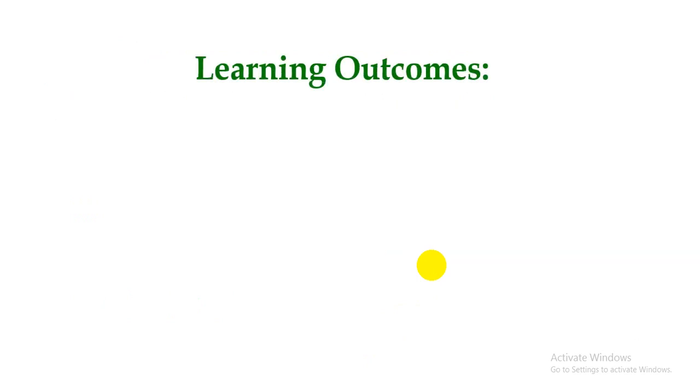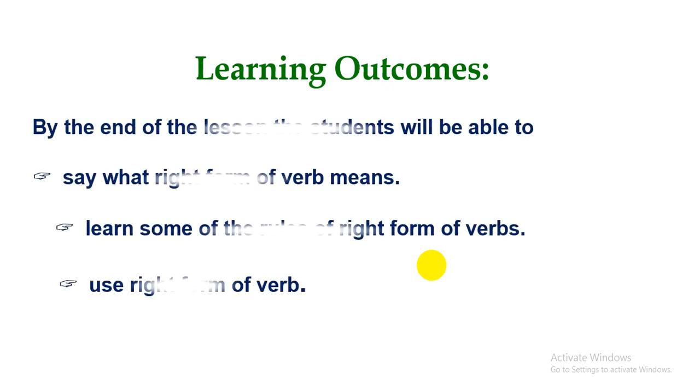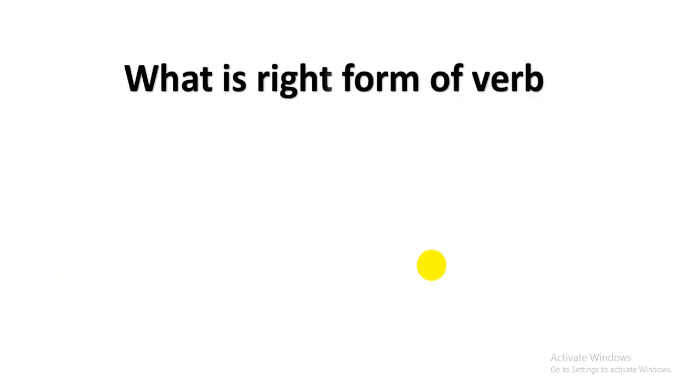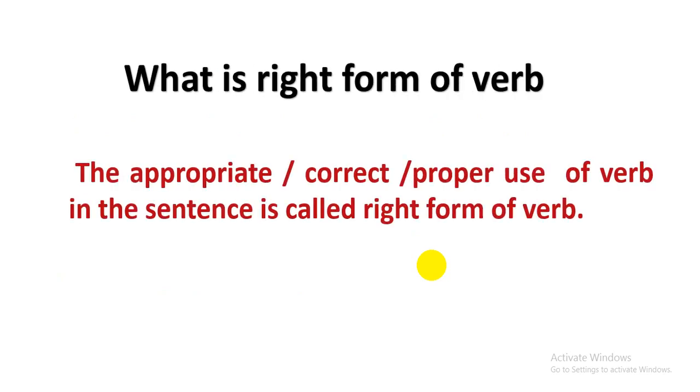Learning outcomes. By the end of the lesson, the students will be able to say what right form of verb means, learn some of the rules of right form of verbs, and use right form of verb. Let's see what is right form of verb. The appropriate, correct, proper use of verb in the sentence is called right form of verb.